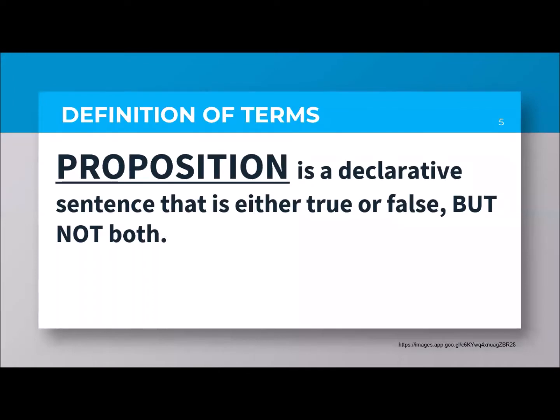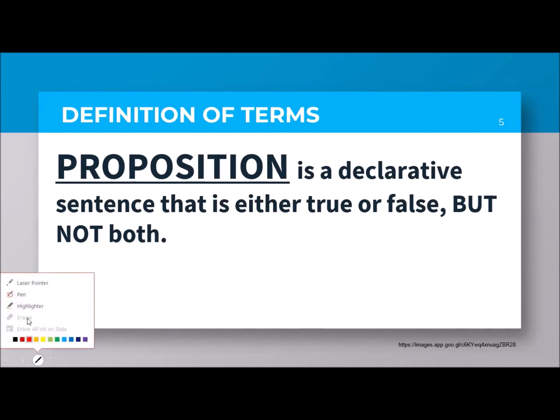Now, for the first lesson, we're going to illustrate, symbolize, and distinguish between simple and compound propositions. First, what is a proposition? It is a declarative sentence that is either true or false, but not both. So please do remember that. A proposition is a declarative sentence that is either true or false, but not both.